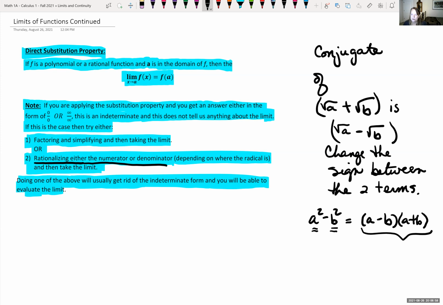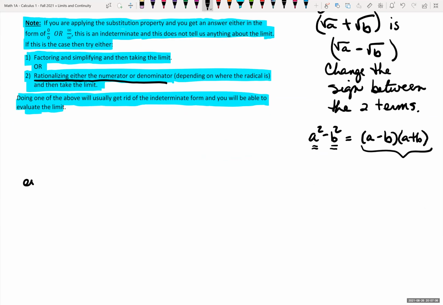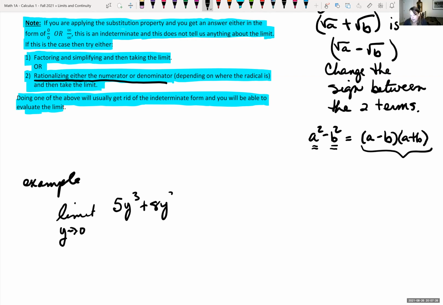Let's bring in an example. So let's say that we're taking the limit as y is approaching 0 of 5y cubed plus 8y squared, and that is all over 3y to the 4th minus 16y squared.